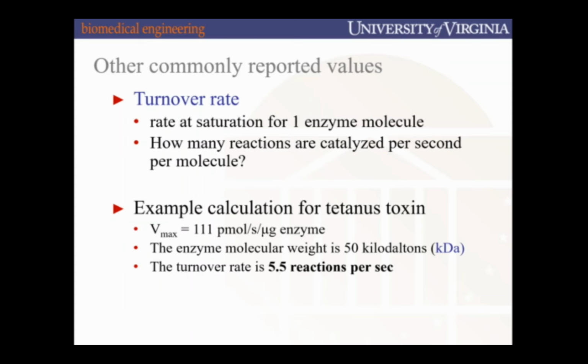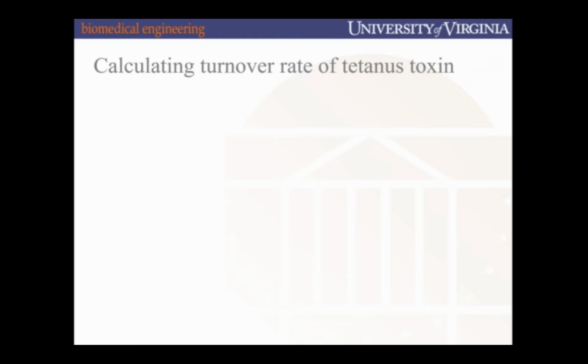With this information, it's a simple calculation to determine that the turnover rate for a single molecule of the tetanus toxin enzyme is 5.5 reactions per second. I'll walk through the calculations here. And please note that these scales that I just put up, they're in blue. Not all of you will be familiar with them, but they'll be important for the calculations that we do in class, so you'll need to learn them.